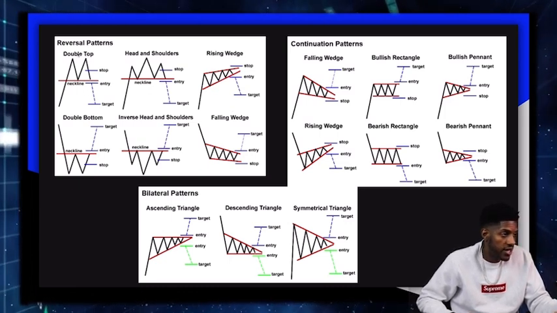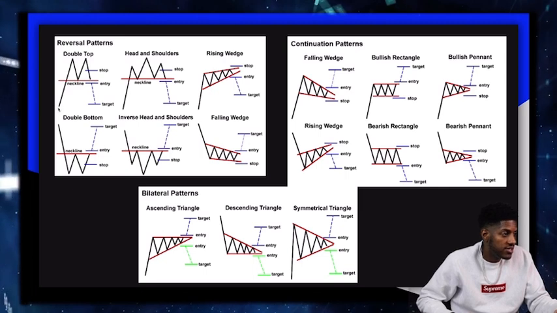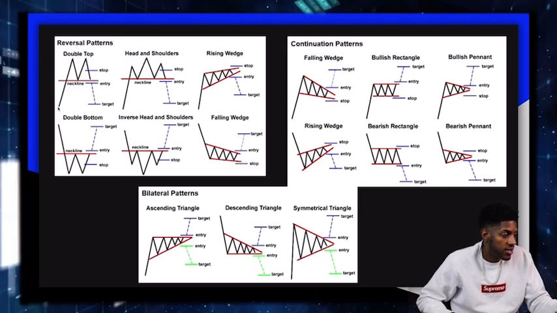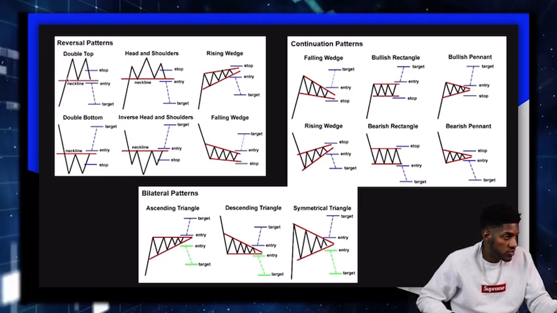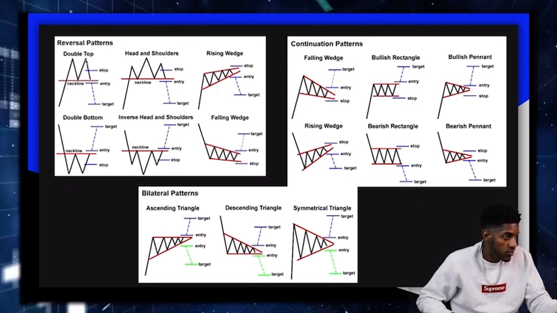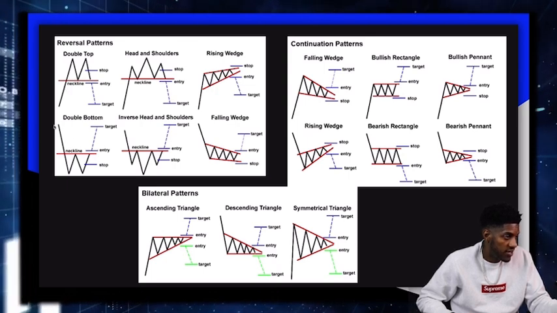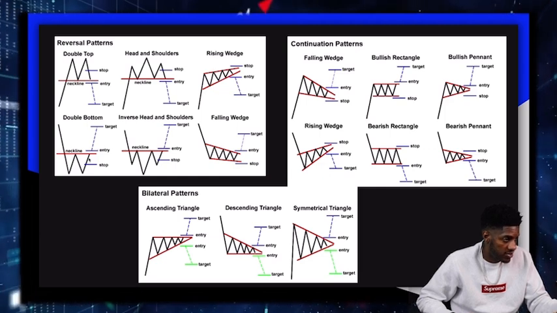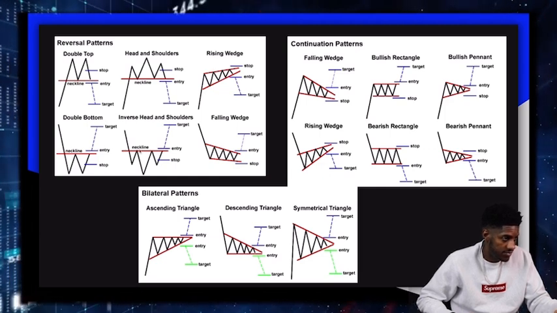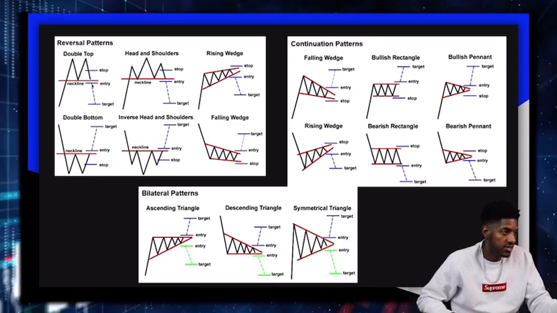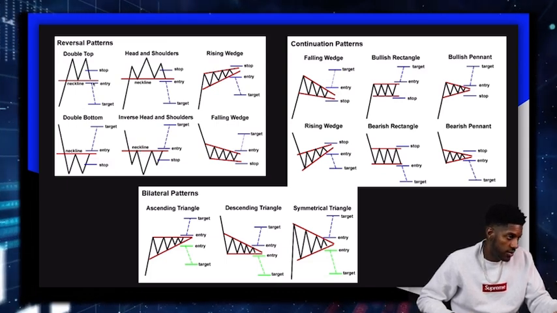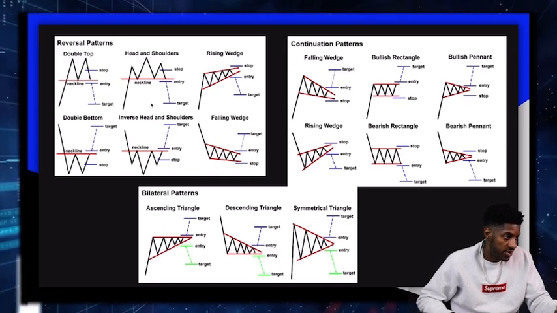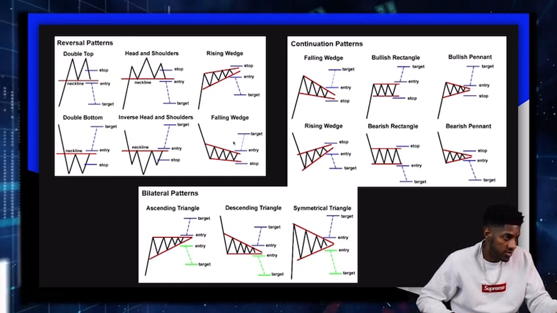So reversal patterns, what does that mean? That means that at one point in time, the previous trend was once bullish and then reversed to bearish, and then vice versa. The previous trend was bearish and then paused and then reversed bullish, right? So these up top will be your bearish reversals, correct? And these will be your bullish reversals.